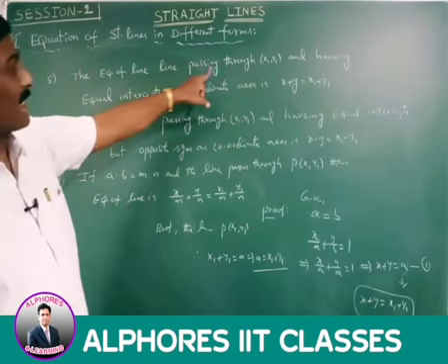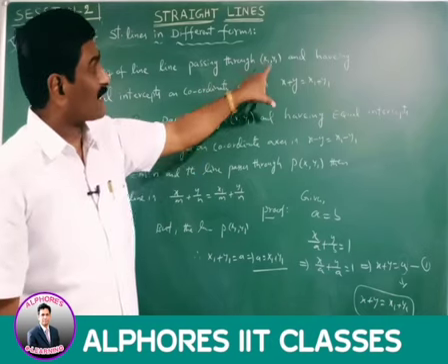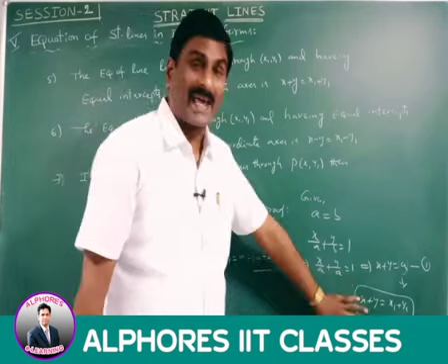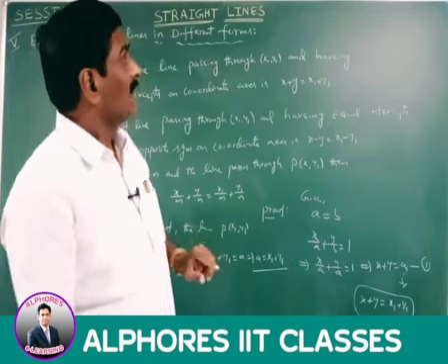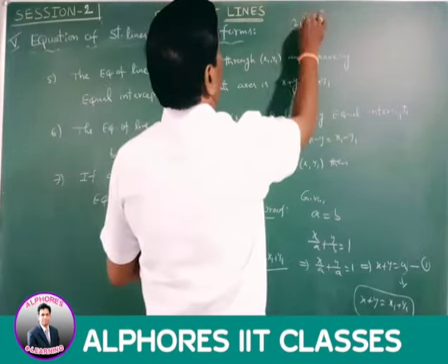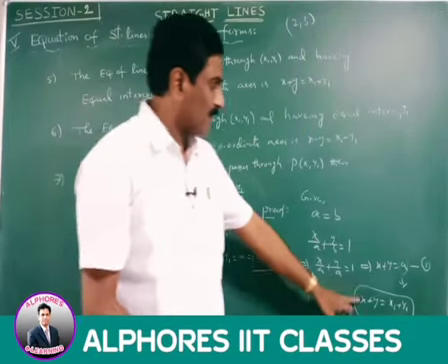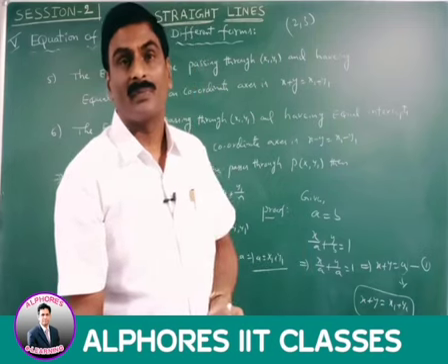If the line makes equal intercepts on the coordinate axes and passes through (x1, y1), then what is the equation of the line? x plus y is equal to x1 plus y1, direct formula. Suppose the line makes equal intercepts on the coordinate axes and passes through the point (2, 3). What is the equation of the line? x plus y is equal to 2 plus 3, that means 5. Simply. Okay.